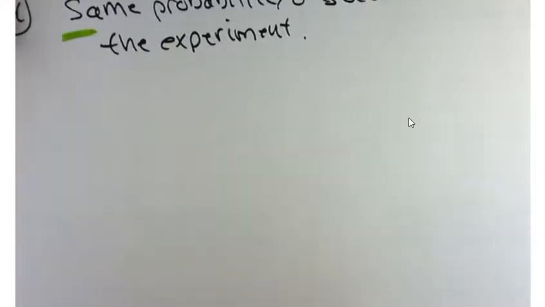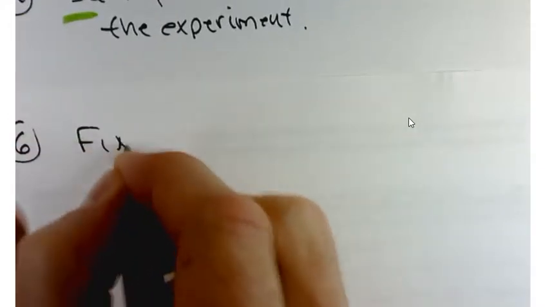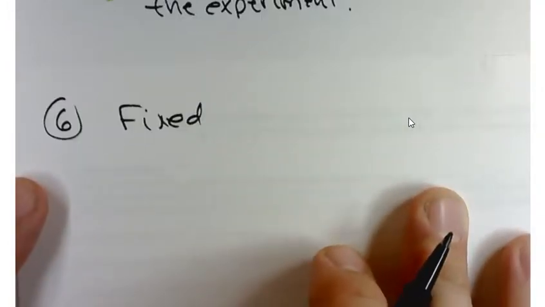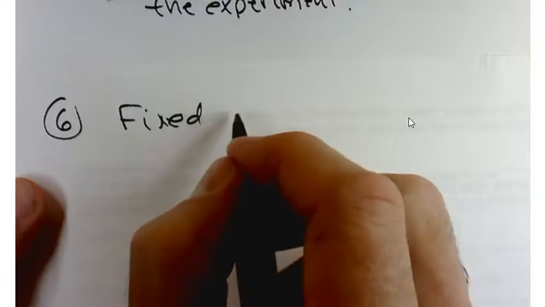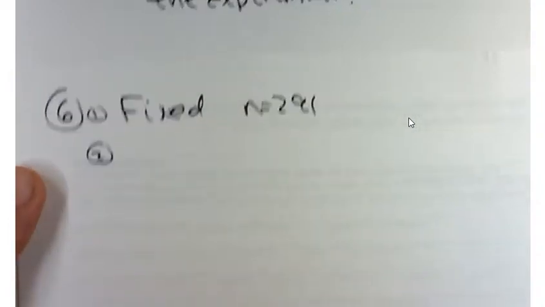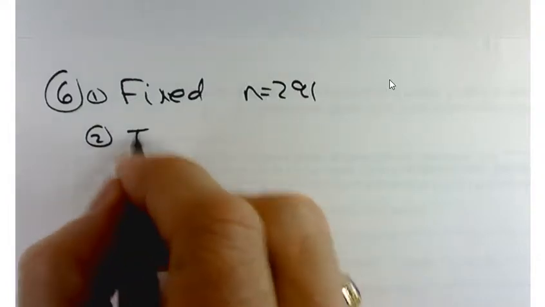So for problem number 6, do we have a fixed number of trials? Yes. N equals 291. So that's the first one. Are they independent? Are the genders of these babies going to be independent? Yeah, what happens with one doesn't affect the probability of the other. So yes, independent, sure.